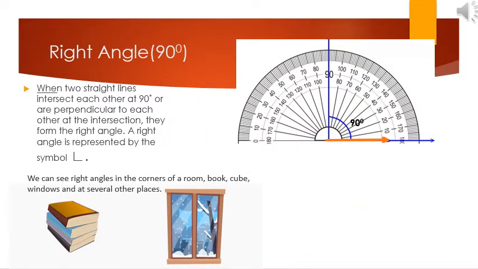Let's see another type of angle, right angle. When two straight lines intersect each other at 90 degrees or are perpendicular to each other at the intersection, they form the right angle. A right angle is represented by the symbol L. We can see right angles in the corners of a room, book, cube, windows and at several other places. For example, take a square or rectangle. The four corner angles are 90 degrees only.